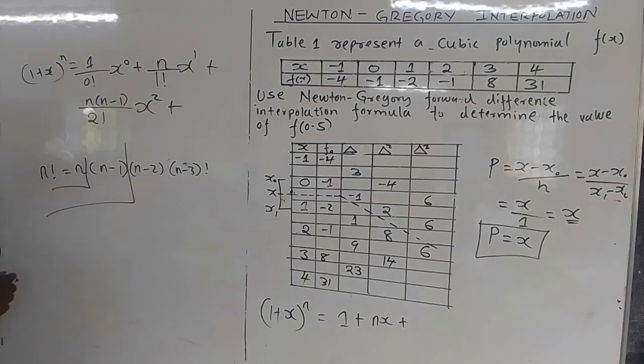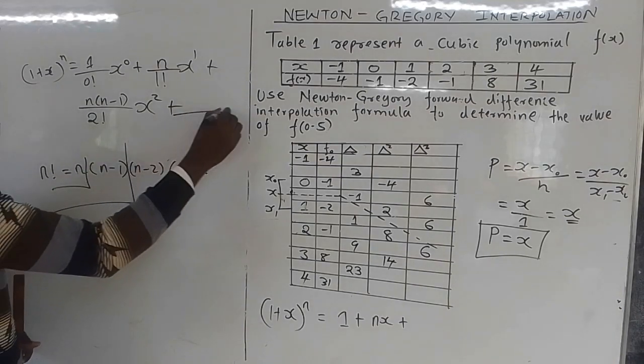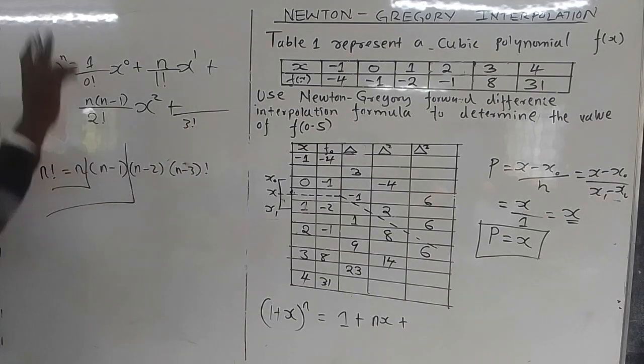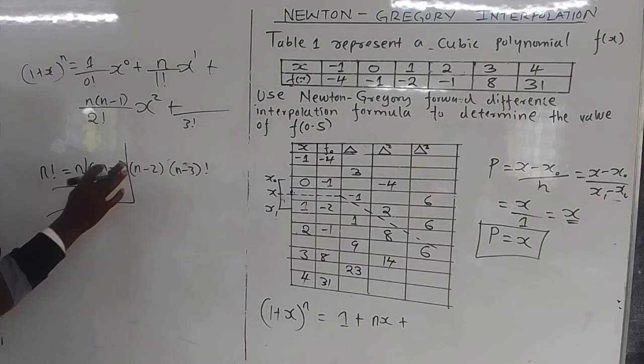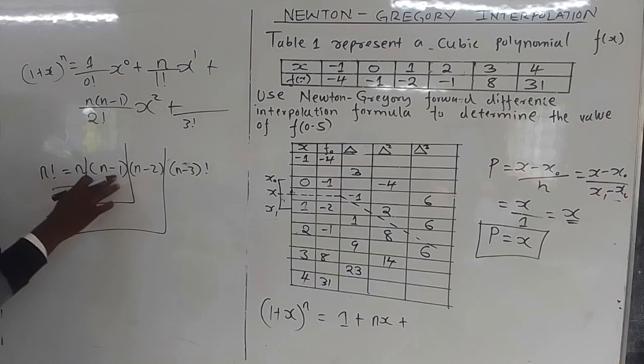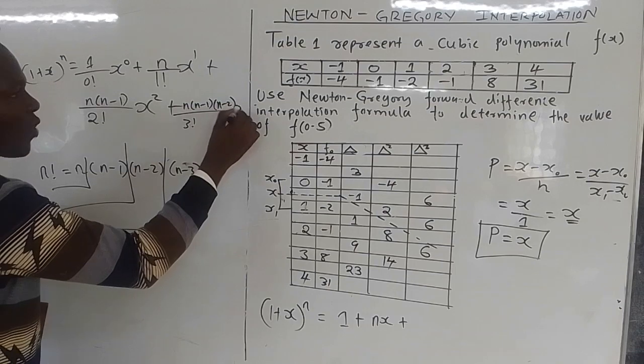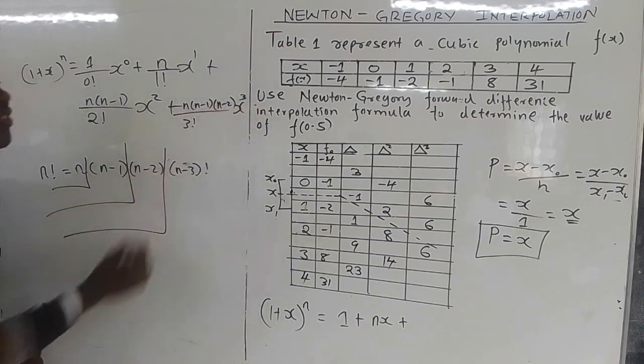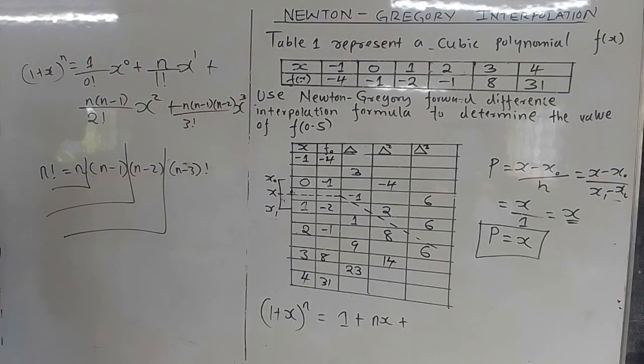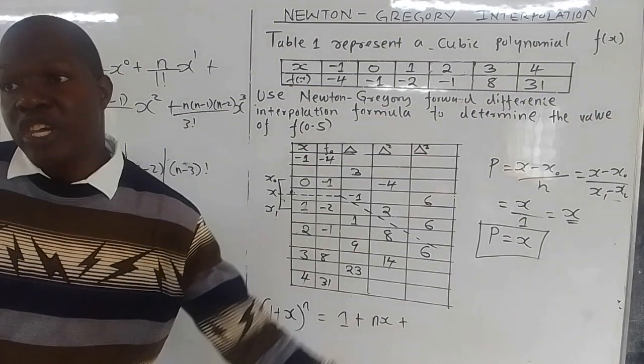Then the next one, it means we have 3 factorial. And 3 factorial means we have 3 terms in the numerator. 3 terms is 1, 2, 3. 3 terms is n, n minus 1, n minus 2. Then your x is raised to power 3. That was just a methodology. That was just a set of procedure for mastering a formula.